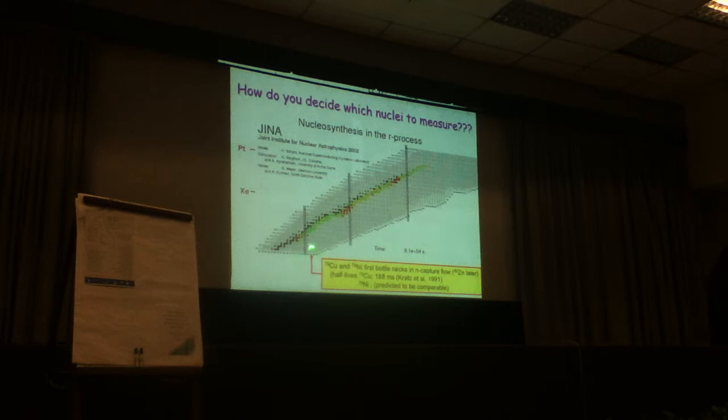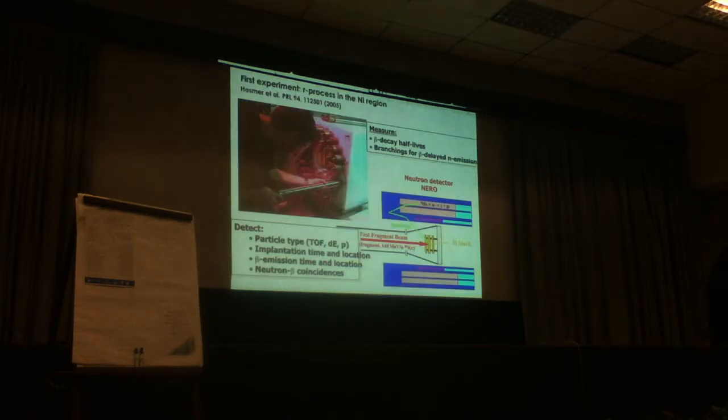But initially, we took a look at what are the first experiments we want to try. And we decided on nickel 78. You've probably heard results of this measurement. It was published in 2005. So this was the first measurement of nickel 78.